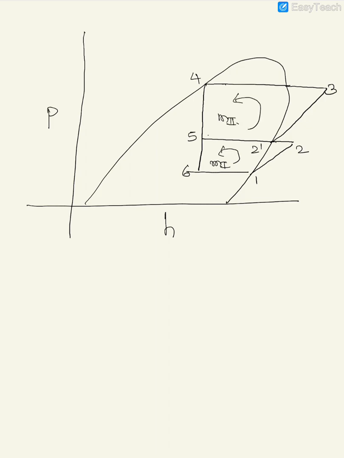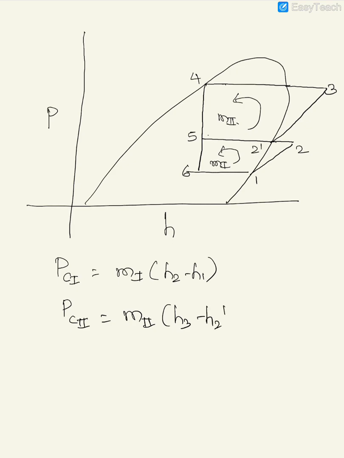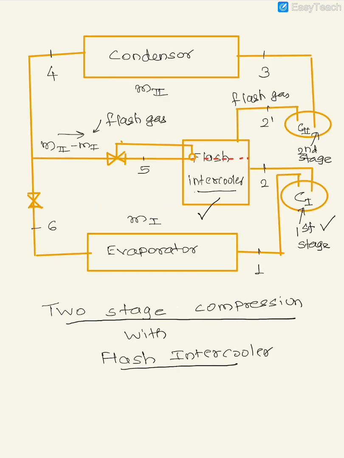So the power consumed by the compressor 1 would be M1 into H2 minus H1, and power consumed by the compressor 2 would be M2 into H3 minus H2 dash. Okay, this should be clear from here also. Power consumed by this would be H2 minus H1 into M1, and compressor 2 would be H3 minus H2 dash into M2.